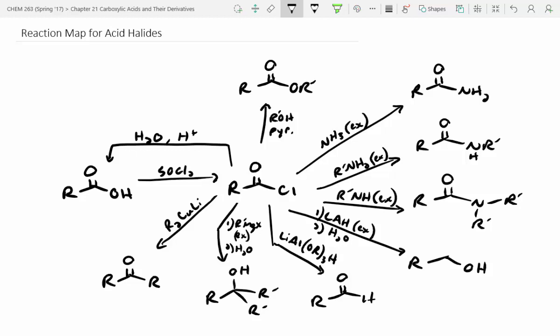I would argue this is the most important reaction map out of this chapter. If you understand this map, this will get you far. If you struggle with the amide one or the nitrile one, it's not a big deal, because acid halides are the most versatile reagent. So that's the big takeaway from this.